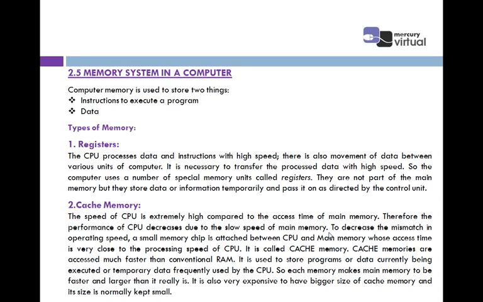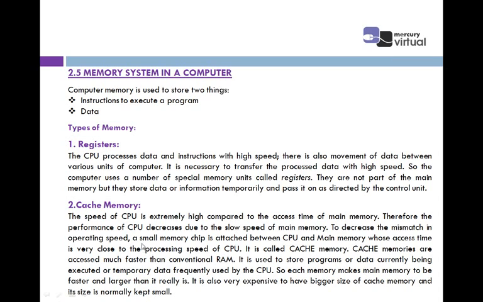So automatically the performance of the CPU decreases. To decrease the mismatch in operating speed, that is, the mismatch between the CPU and the main memory, a new chip is attached between the CPU and the main memory. That is known as cache memory.